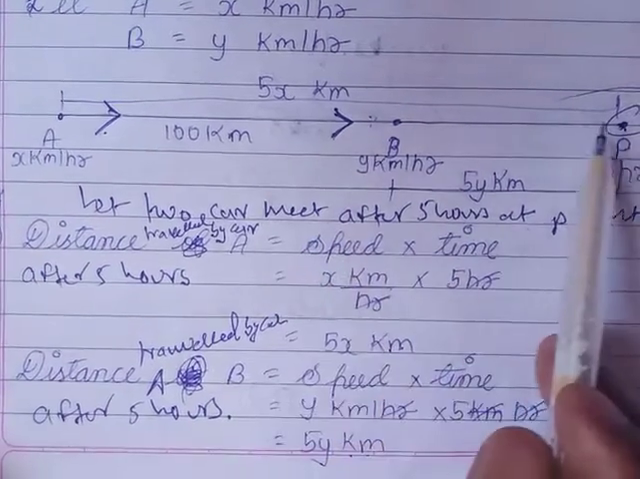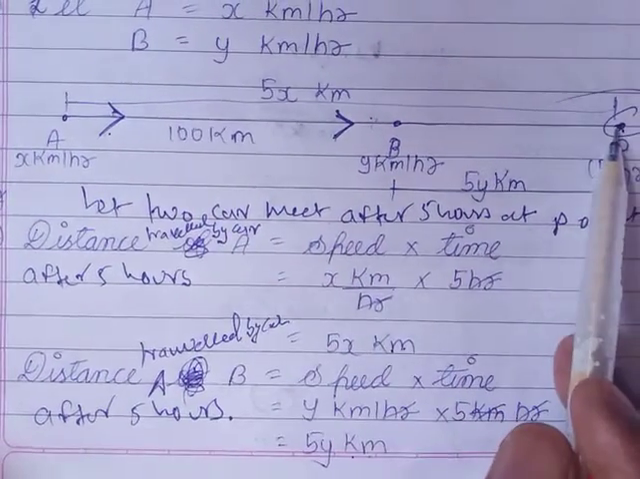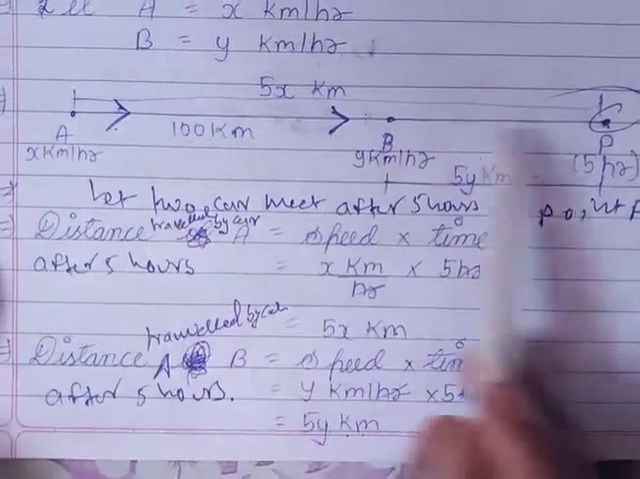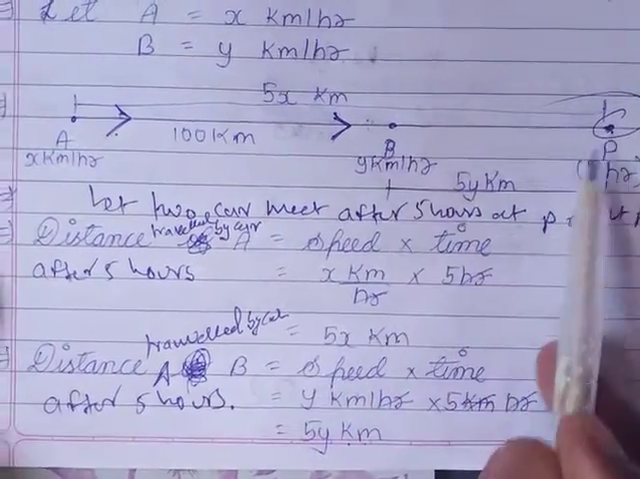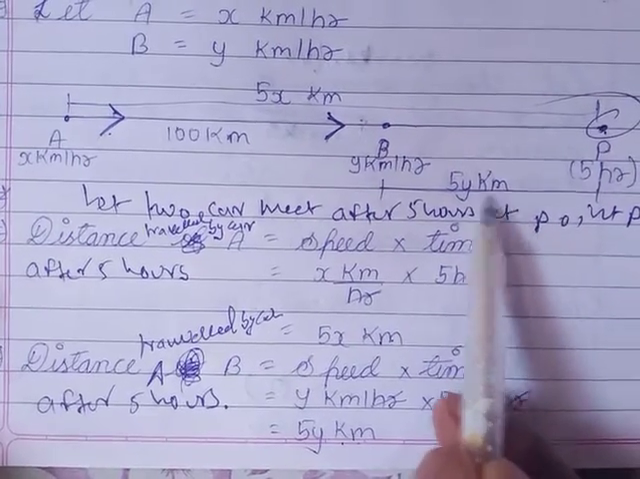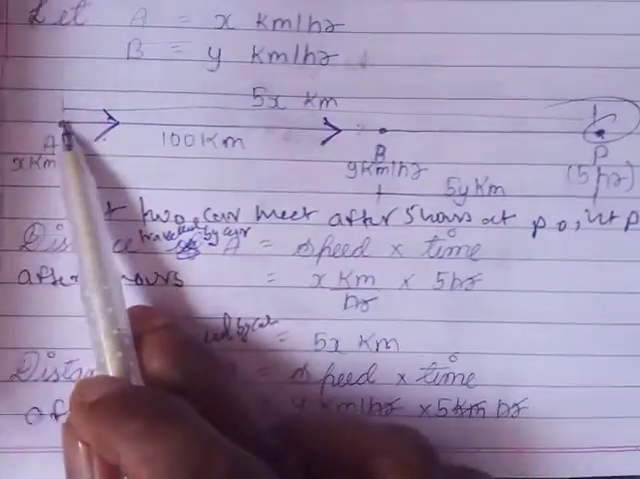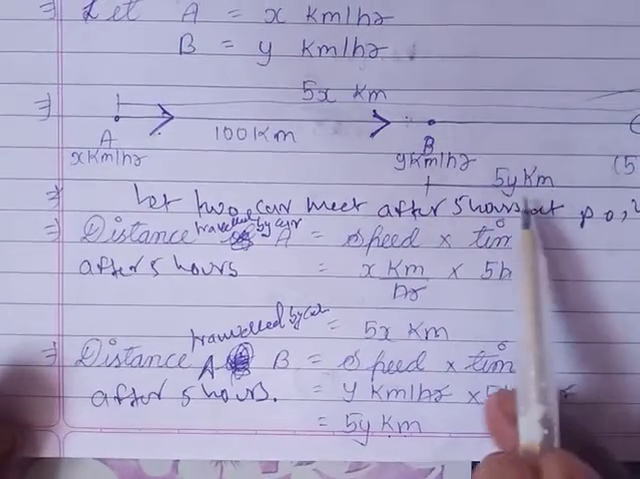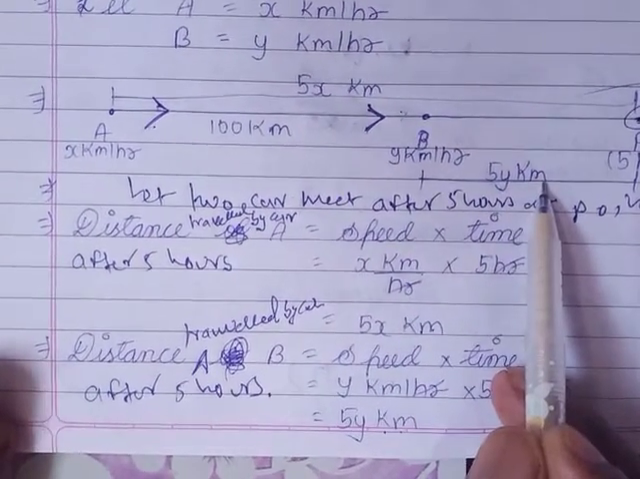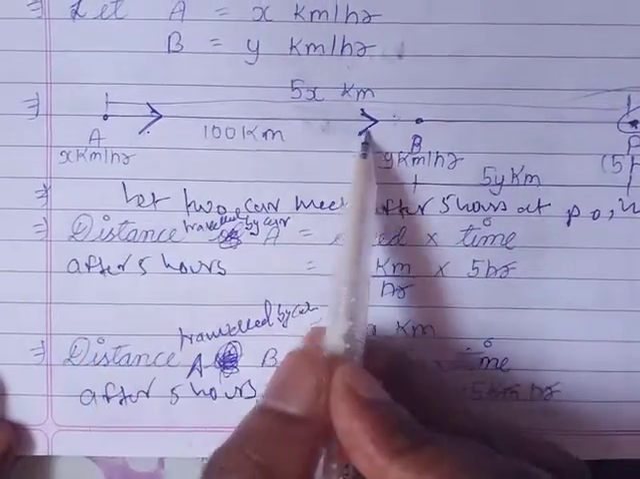Now take the same figure. See the figure here. From A to P is 5x, and from B to P is 5y kilometers. Is it? So how can I equate to 100?